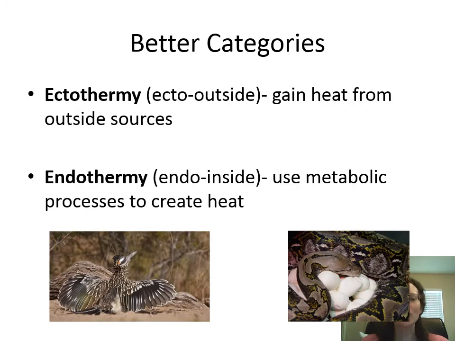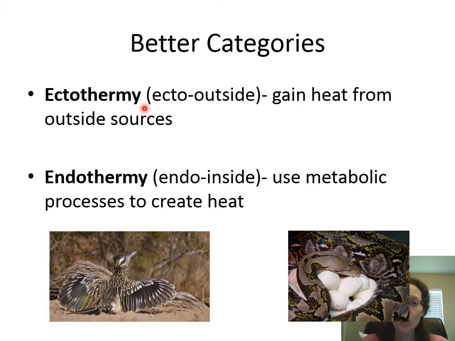So perhaps we need some better categories. Like these, ectothermy and endothermy. So if we think of ecto as being outside, then you're getting your heat from an outside source. And endothermy, with endo being inside, you're getting your heat from an inside source. You're using those metabolic processes to create heat. And this makes a little bit better sense. So you can think of it as the endotherms as being those typically hot-blooded, warm-blooded birds and mammals, and the ectotherms as being those traditionally cold-blooded animals, the fish and amphibians and reptiles.